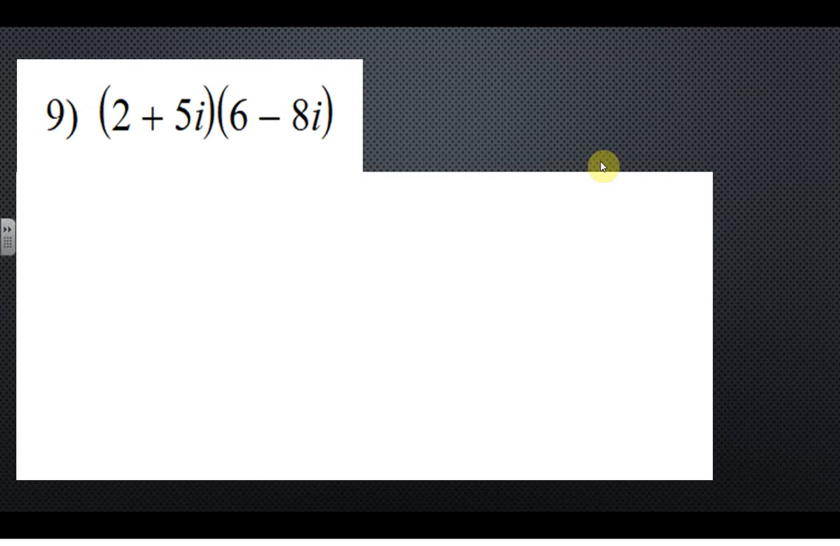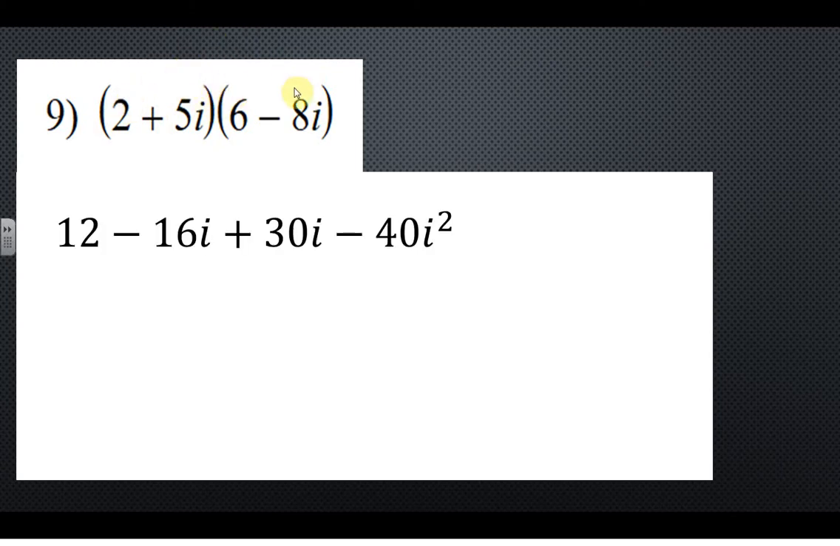Whenever you have a binomial times another binomial, again, we always go back to the original algebra. Binomial, you have to double distribute. 2 times 6, 2 times negative 8, 5i times 6, 5i times negative 8i. Gives you this. So 12, 16i, negative 16i, et cetera. You know how to do that part. It's just like having x's.